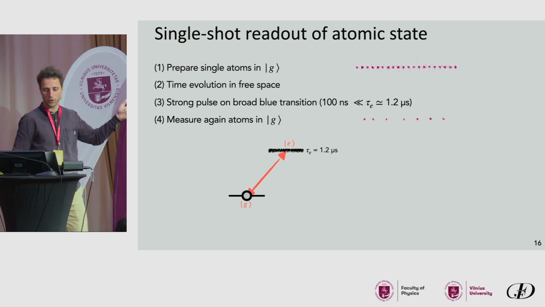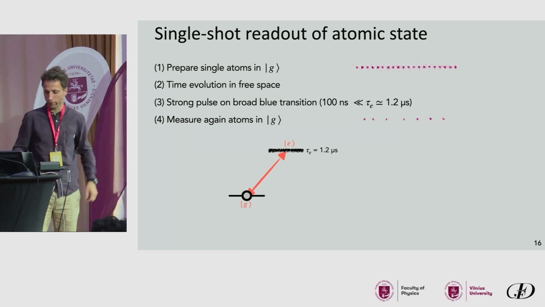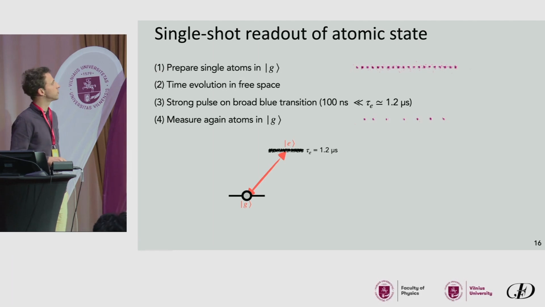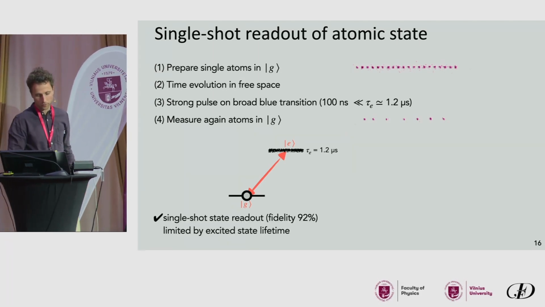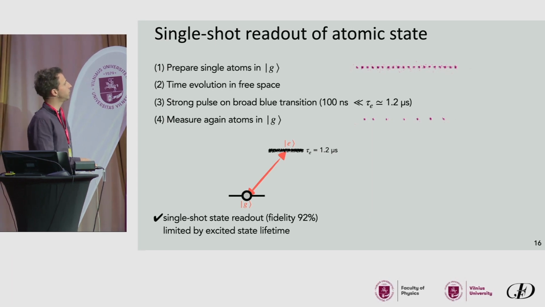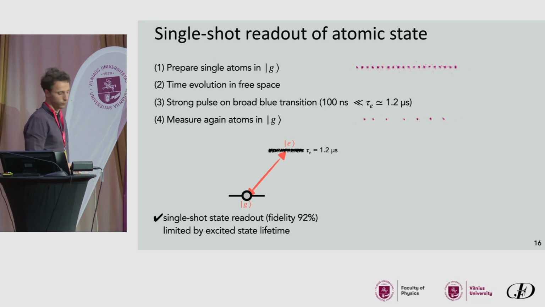So we can project and measure the state in a single shot on every single atom, to measure now what the state is once the chain has scattered light. The fidelity for this readout is limited by the ratio of these two times, and it's about 92%.